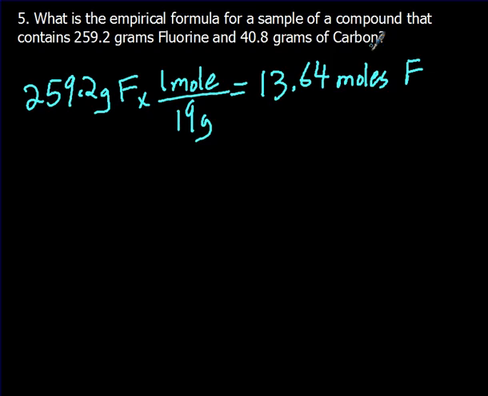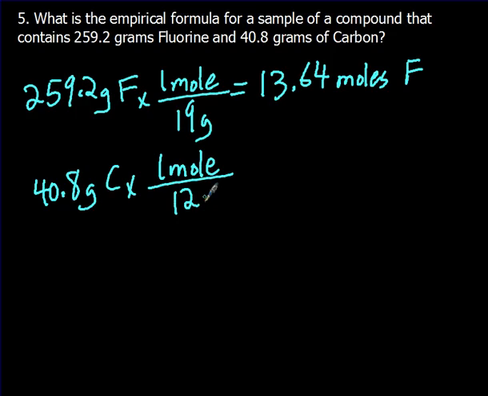So now we're going to do carbon. So if we got 40.8 grams of carbon, again, we're going to moles, so moles go on top. Carbon's just 12. You work out that, and you get 3.4 moles of carbon.